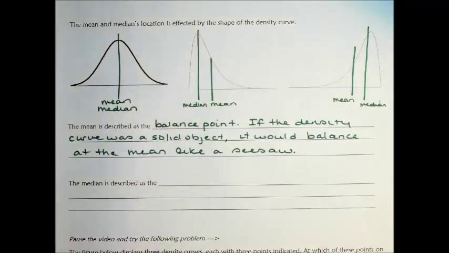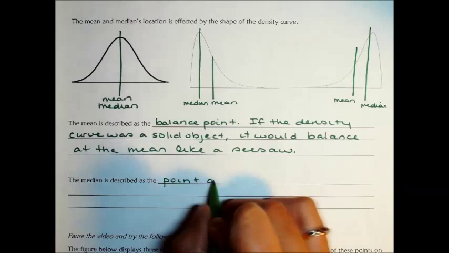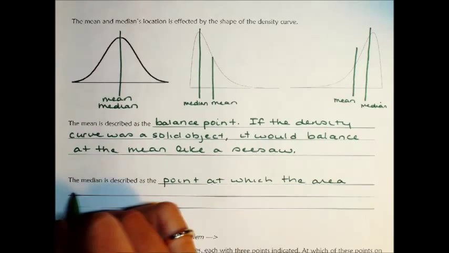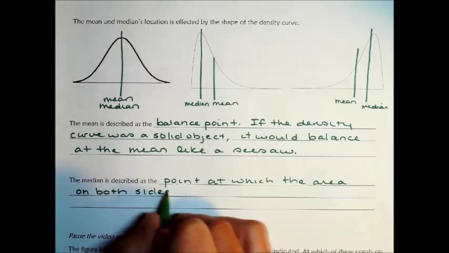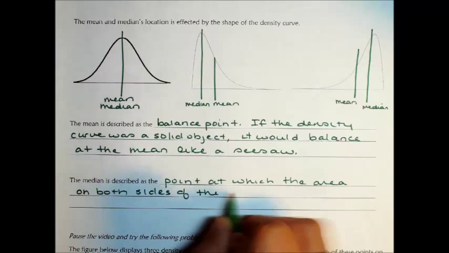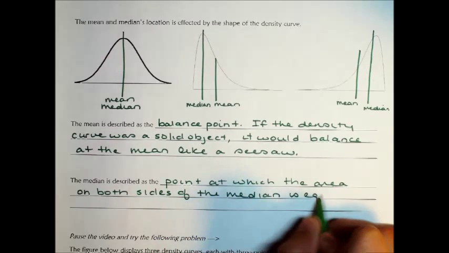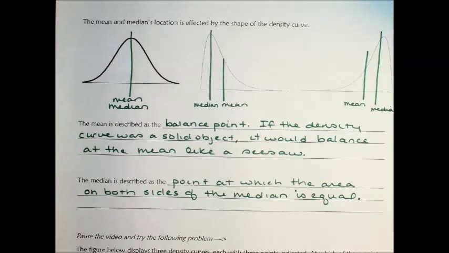The median, on the other hand, is the halfway point. It's exactly in the center, so it's the point at which the areas on both sides of the median are equal. So take a moment, pause the video, and see if you can determine which of the following figures have a mean at A, B, or C.